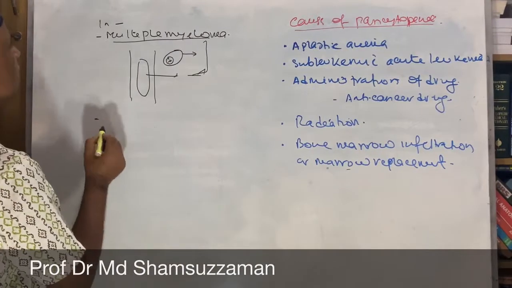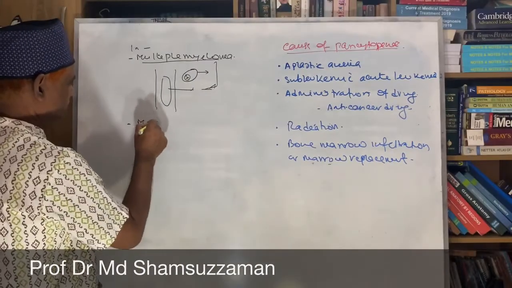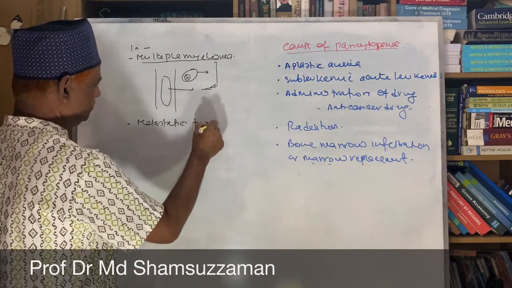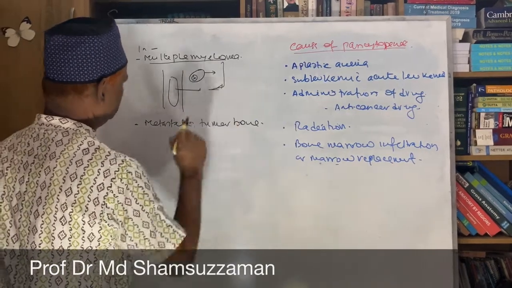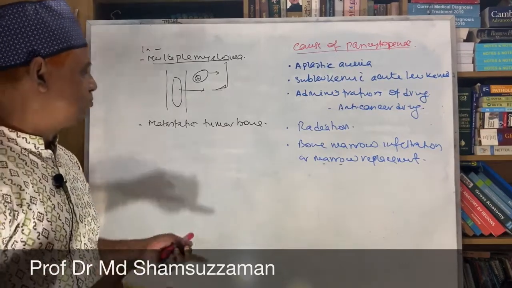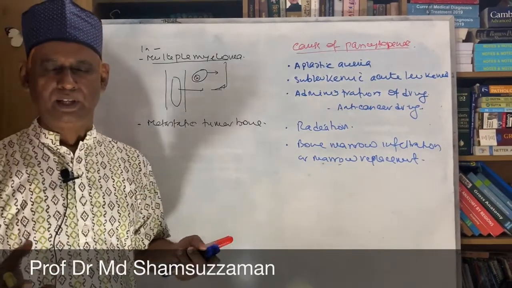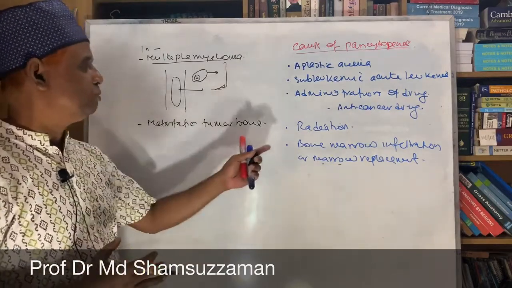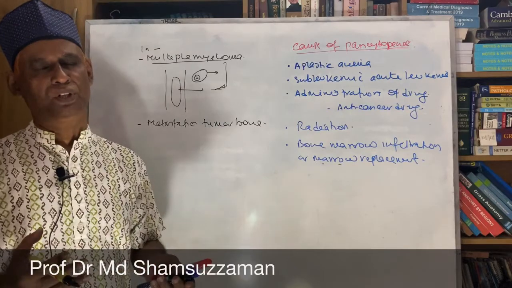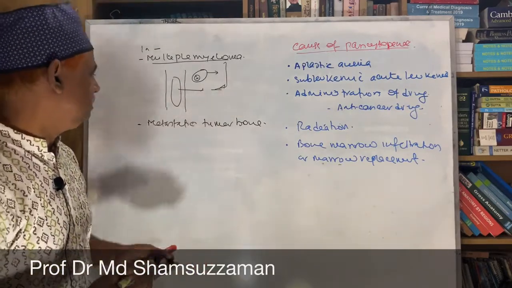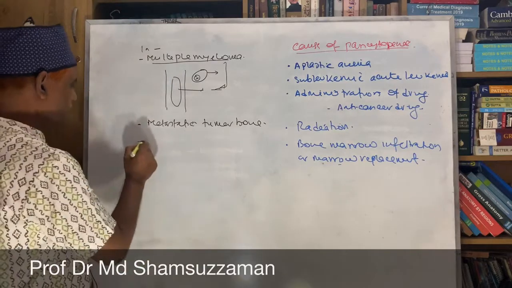Number 2, metastatic tumor of bone. If anybody suffers from cancer either in the lung, breast, prostate, etc., and if this cancer metastasizes to the bone, it will disturb the bone marrow and there will be decreased RBC, WBC, platelet production. So there will be pancytopenia in metastatic tumor of bone.